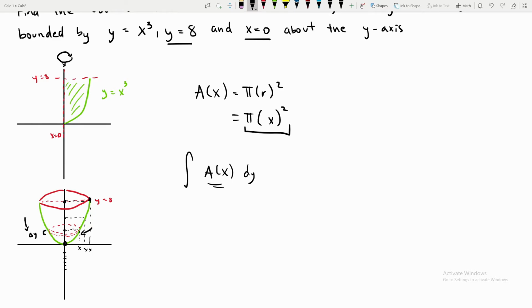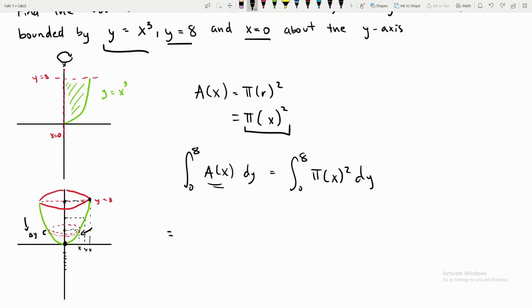So the bounds of integration will be from 0 to 8. Now we need to deal with this function. Before, A of x used to be pi x squared, and then we would have dy. However, we know that we can't have this x value in here because we'll be integrating with respect to y. So we need to figure out a way to get rid of this x value and sub in a more meaningful expression in terms of y. But how can we do that?